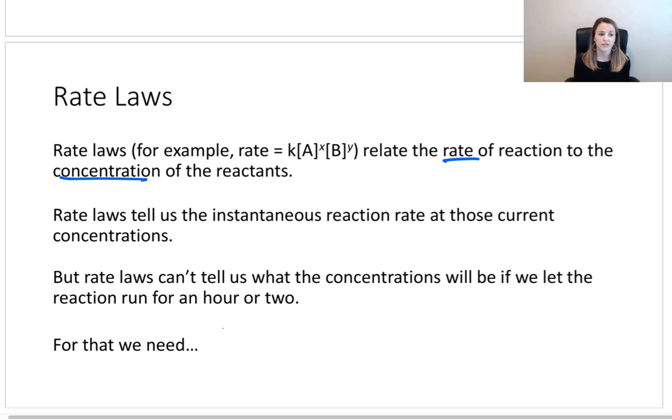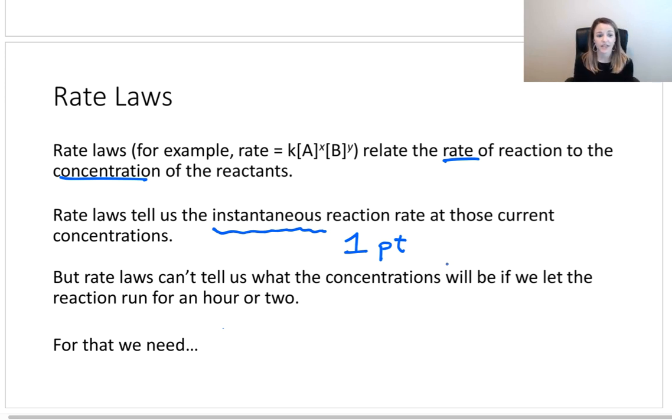Now, rate laws tell us the instantaneous reaction rate at those current concentrations. So instantaneous, if you remember from our very first episode, episode 10, instantaneous reaction rates are at one point on a graph, so one spot. And so when we looked at all of that data, like the table of data, we were looking at instantaneous reaction rates, but specifically at the initial spot, so that initial term. So these would be considered your initial rates.